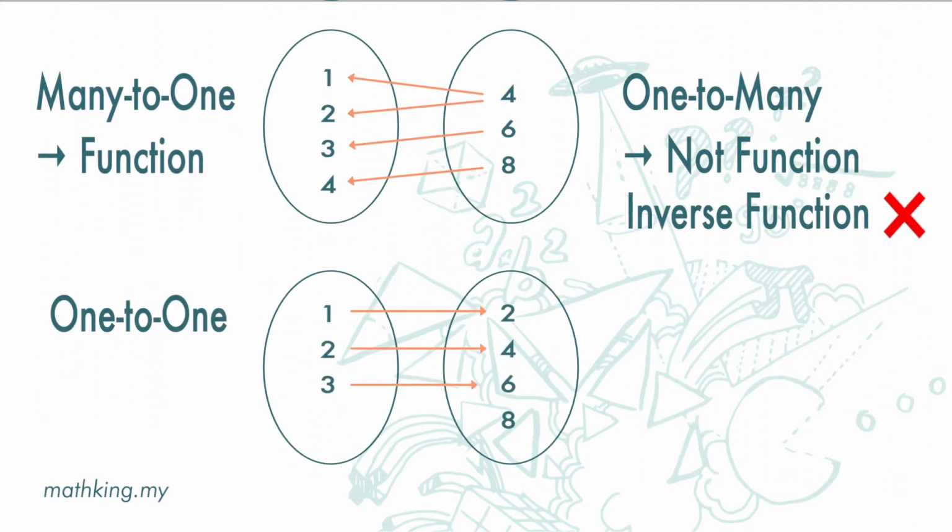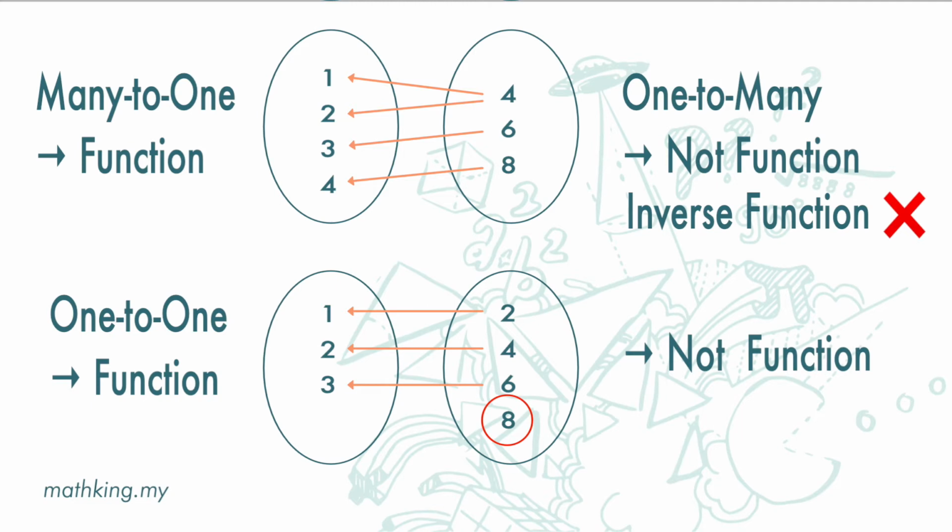How about this one? This is still a function, because one element in the domain is mapped to only one element in the codomain. Now we reverse the direction of the arrows. Here we found that there is one element that is not mapped to anything. This is not a function. So in this case, we don't have an inverse function.